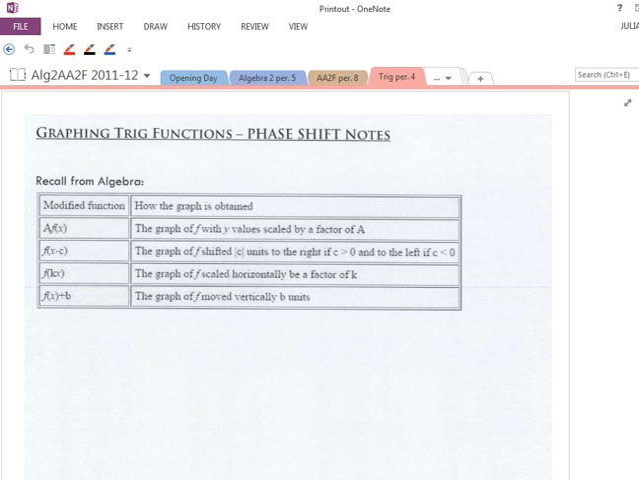And we had these 4 different transformations. We did vertical stretch and shrink. That's this guy. That's probably what you called it in your youth. Okay, officially you can say the graph with y values scaled by a factor of a.